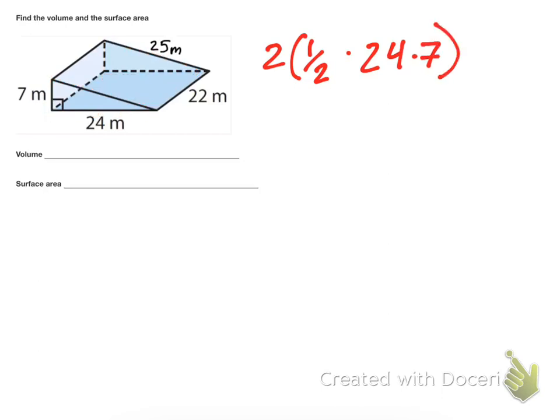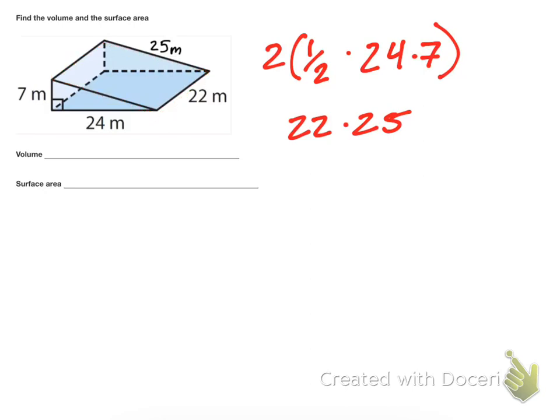How do I know it's not 25? I have a 25 over here. Why do I know it's not 25? Perfect. Melanie said 25 does not form a right angle. Exactly. These two do. So now for our next side, we've got this here. The two numbers we're using are 22 and 25. So side number 3, 22 times 25.